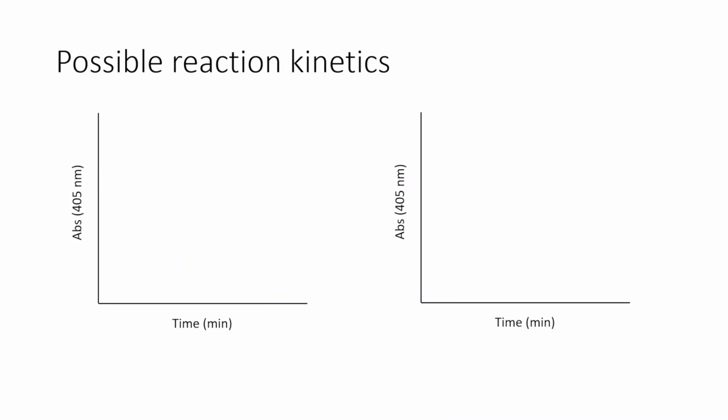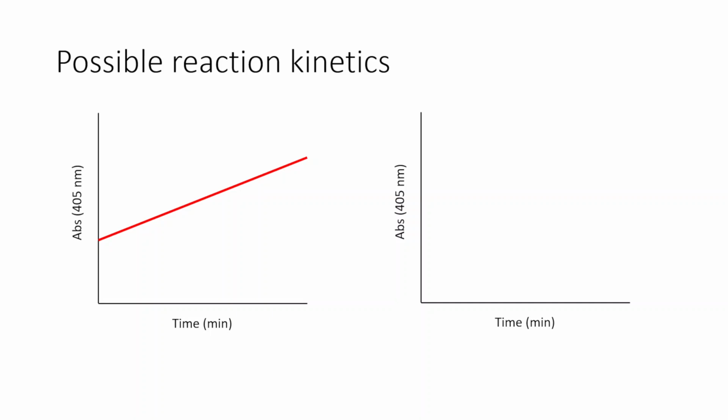So that brings us to what your reaction kinetic curves might actually look like. Generally what we'll expect to see is a fairly linear reaction kinetic that has a positive slope. Like I mentioned, we're looking for the accumulation of a product, and that product absorbs at 405 nanometers. So over time, as the enzyme converts more substrate into product, you will see more product forming.